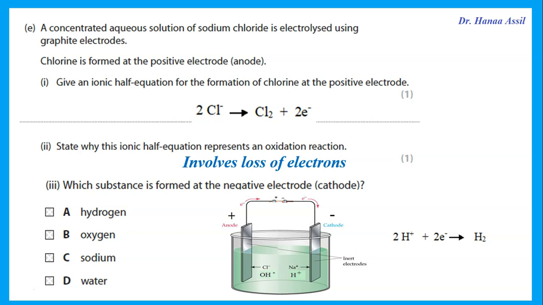The Na plus is too reactive. Sodium is a reactive metal. It will not want to gain electrons. So the gas that is formed at the cathode is hydrogen gas.